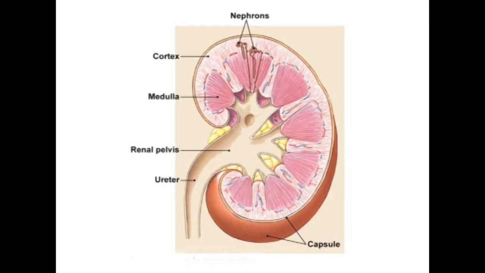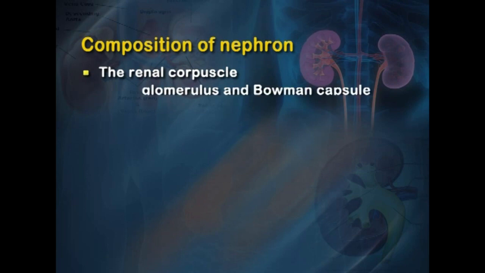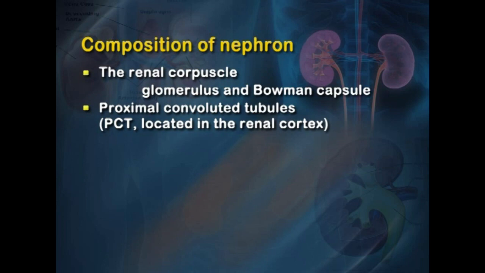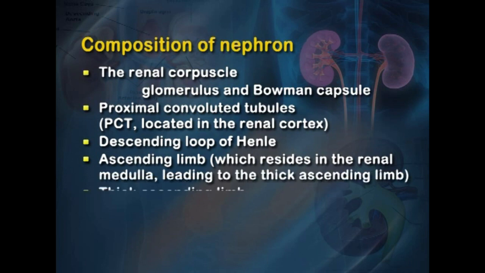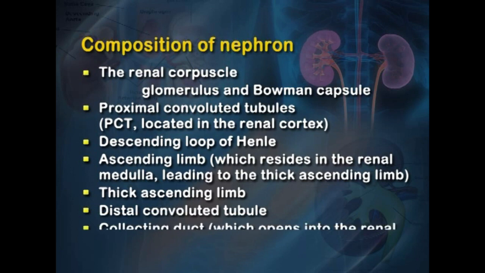The functional renal unit is the nephron. It is composed of the renal corpuscle, glomerulus and the Bowman's capsule. It has the proximal convoluted tubule, very often abbreviated as PCT, which is located in the renal cortex. It has a descending loop of Henle and an ascending limb which resides in the renal medulla, leading to the thick ascending limb. It has a distal convoluted tubule, very often abbreviated as DCT, and there is a collecting duct which opens in the renal papilla.